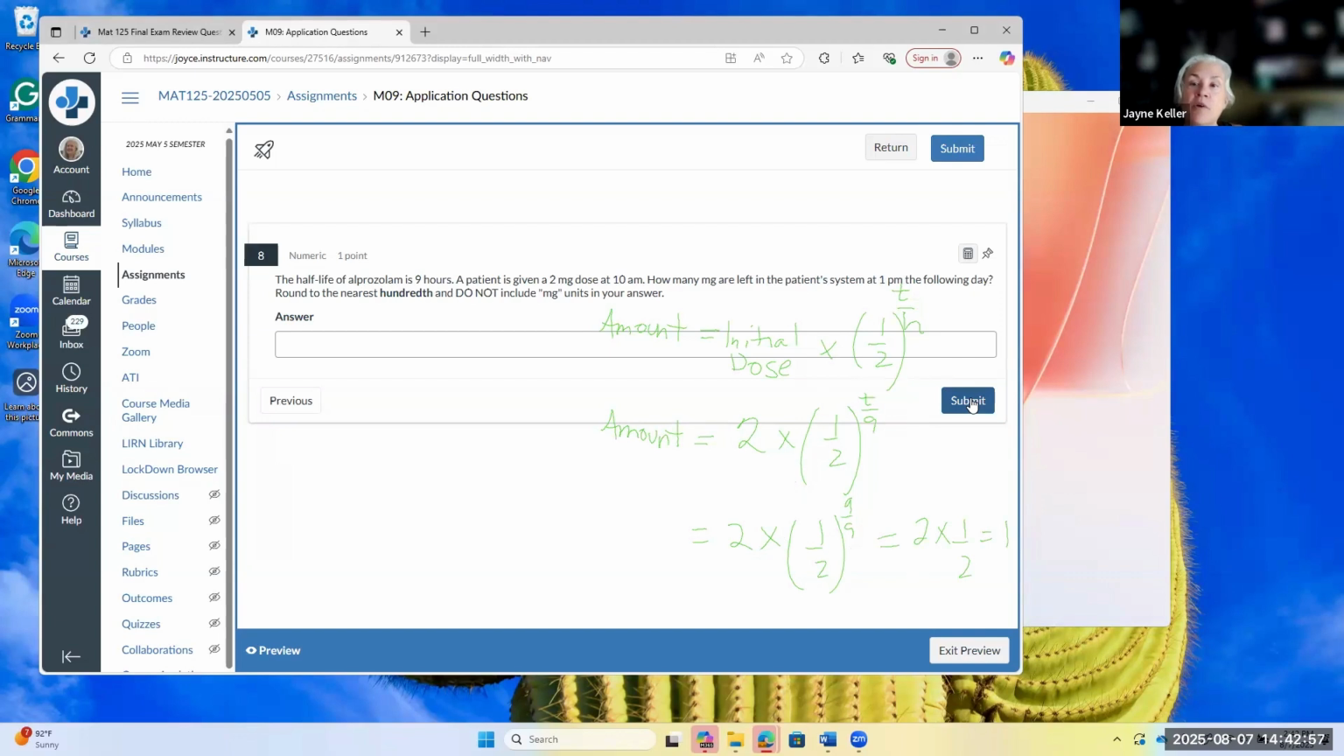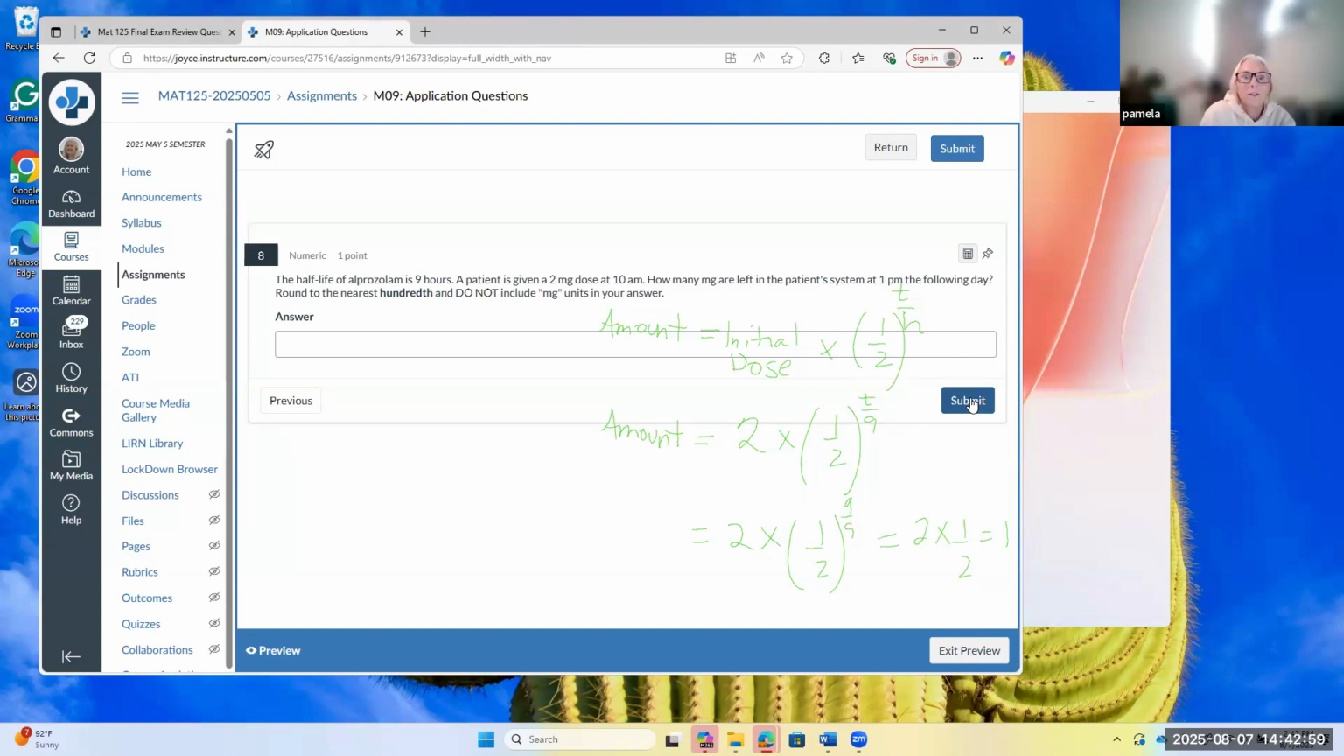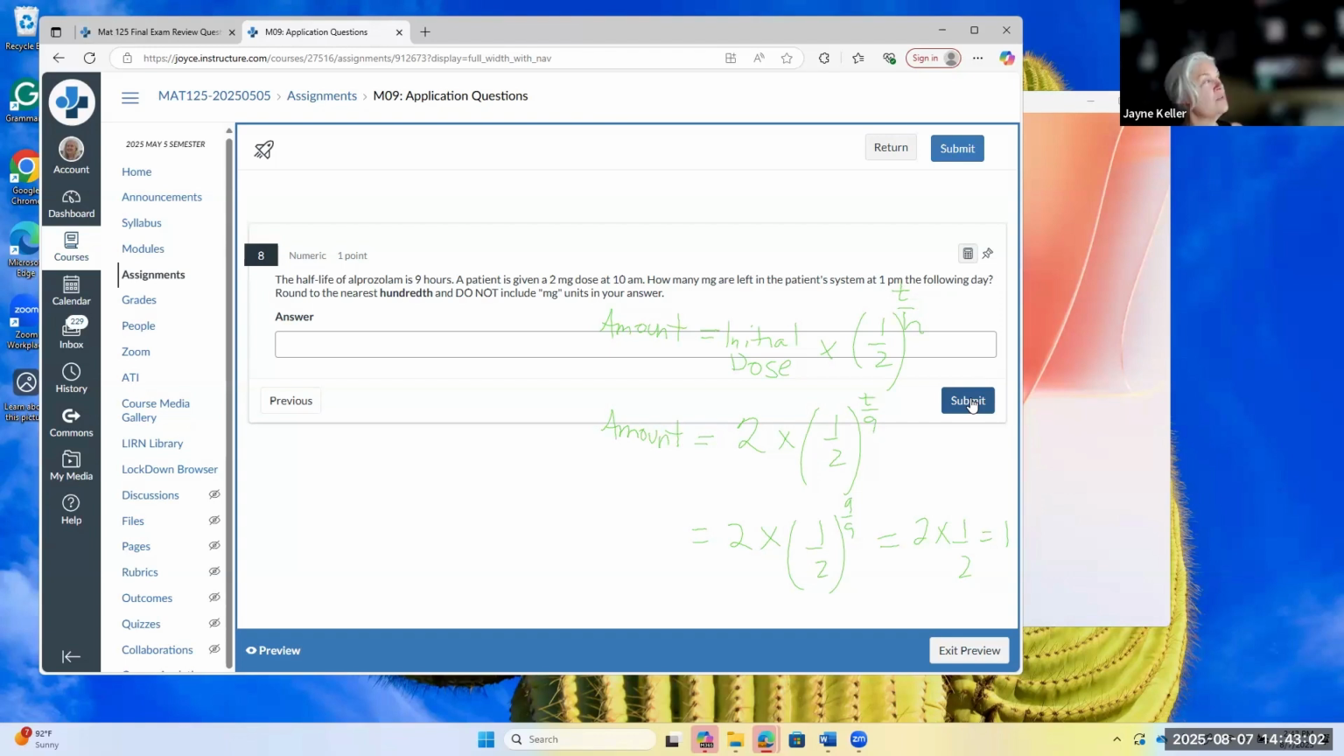Oh, no, this is 1 p.m. the following day. Okay. So if you take the dose at 10 a.m., then from 10 a.m. one day to 10 a.m. the next day is 24 hours. And then until 1 p.m. the following day would be another 3 hours, yeah? So this is 27 hours.